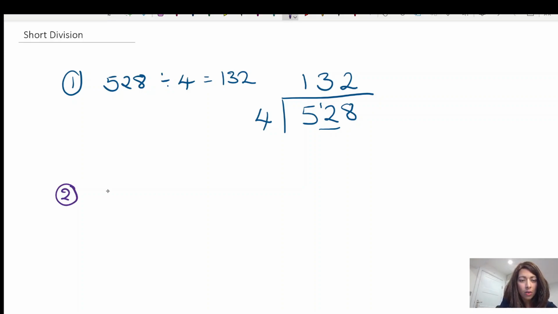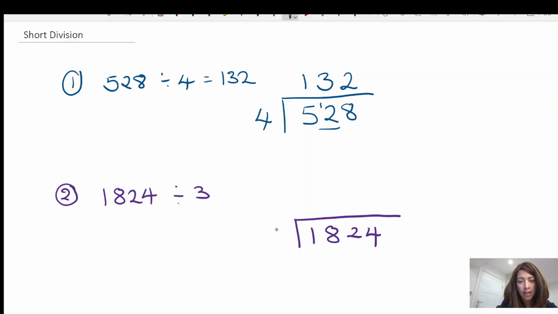Let's look at 1824 divided by 3. Again, let's draw the bus stop. We write 1824 inside and the 3 outside. How many 3s are in 1? There are no 3s in 1. And let's put a 0 up here. The reason I want to do this is because I want you to make sure that you keep everything in line. It's very important to do this.